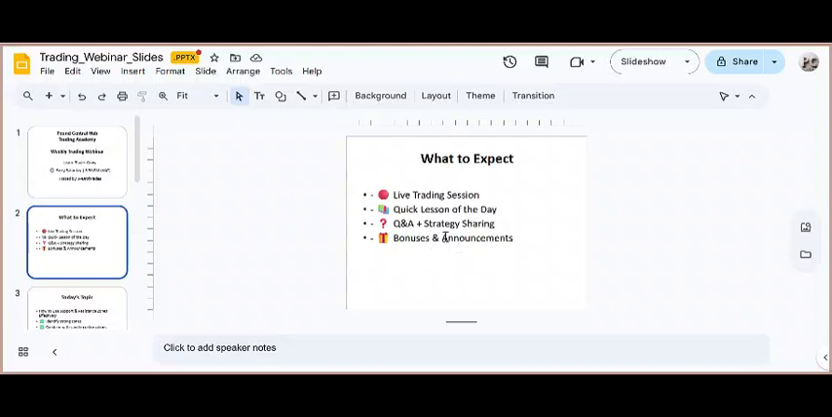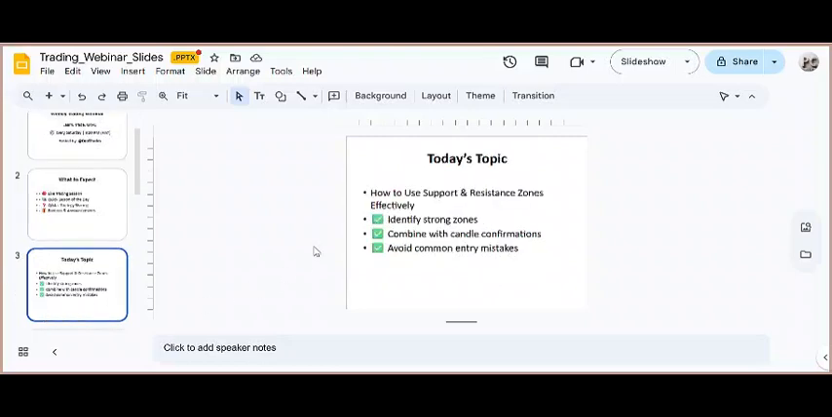And there will be a section for you to ask any question you have, and I'll be happy to answer it. Also, I'll be sharing the strategy. I'll teach you how to implement the strategy that I'll be sharing today. And then we have bonuses and also announcements as well.